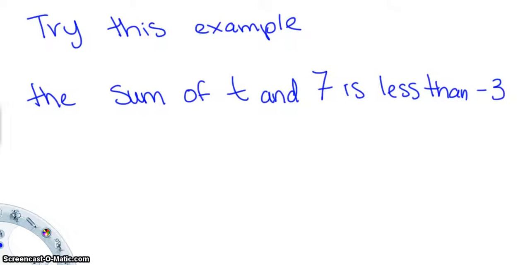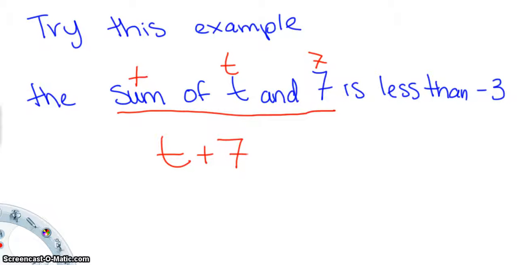So try this example. Think about this sentence. The sum of t and 7 is less than -3. The first part of the inequality we're looking at is the sum of t and 7. Just like in equations, we need to figure out what sum means. Sum means addition. And then we have t and 7, so addition of t and 7. So we say t plus 7.